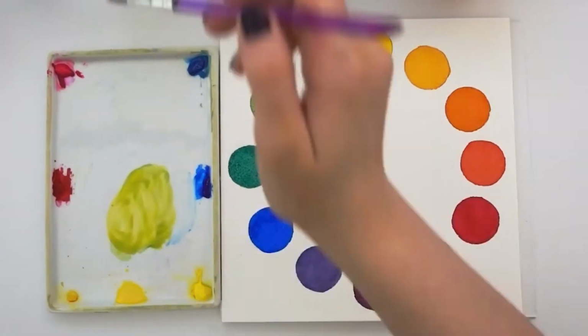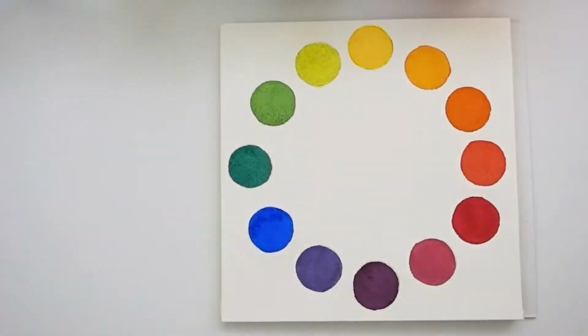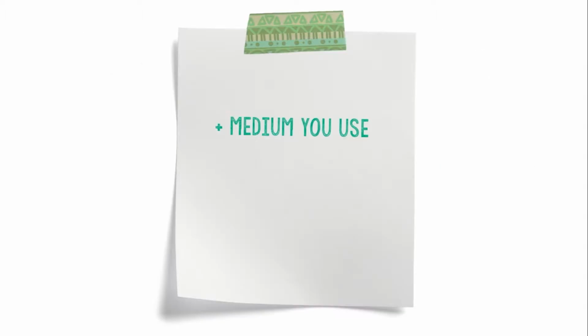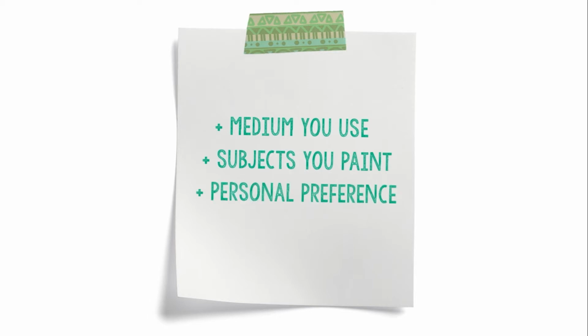In more recent years, an updated set of primaries has come about, and now cyan, magenta, and yellow are often regarded by artists as the truer primaries. So which wheel do we use? Which is right? The answer will depend on your specific situation, what medium you use, what subjects you like to paint, and also simply your personal preference.